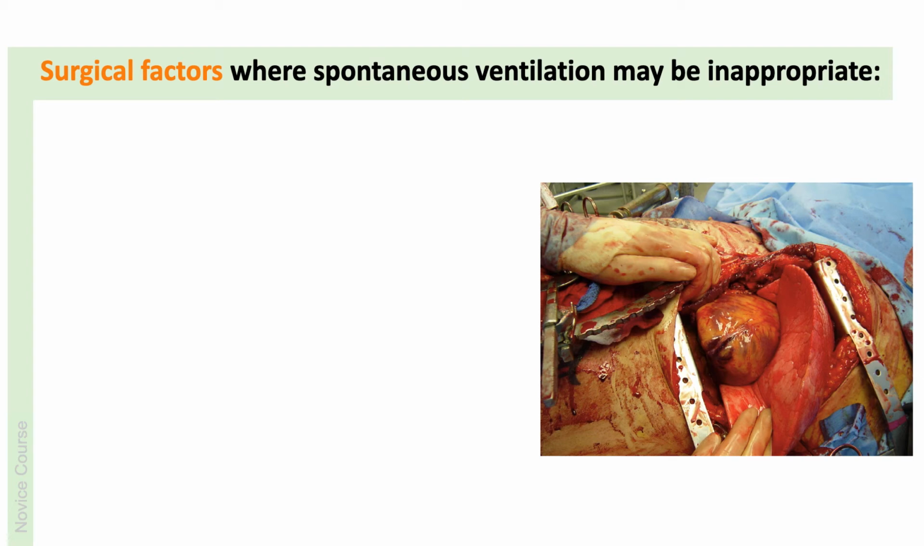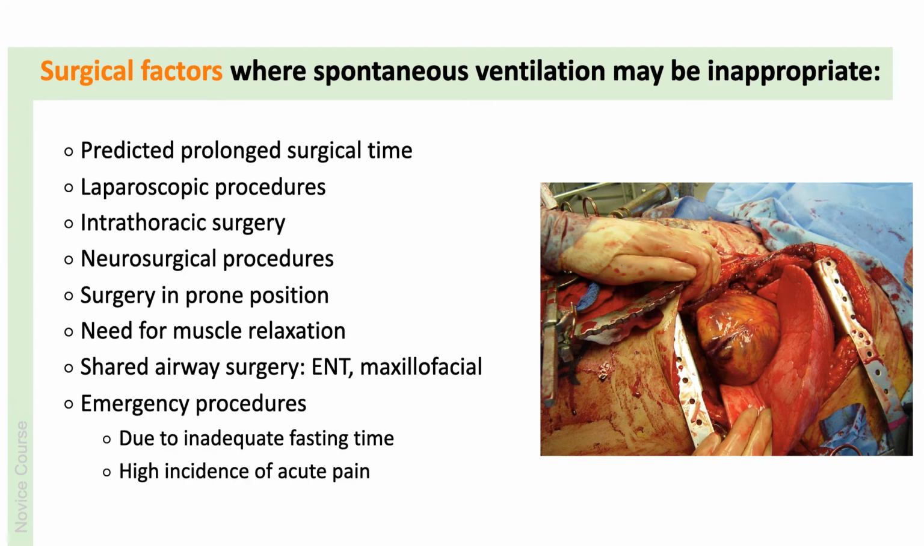Moving on to some of the surgical factors where allowing spontaneous ventilation might be inappropriate. These include a predicted prolonged surgical time, laparoscopic procedures, intrathoracic surgery, neurosurgical procedures, surgery in different positions, particularly the prone position. This is generally because all of these above surgeries would require the placement of an endotracheal tube.